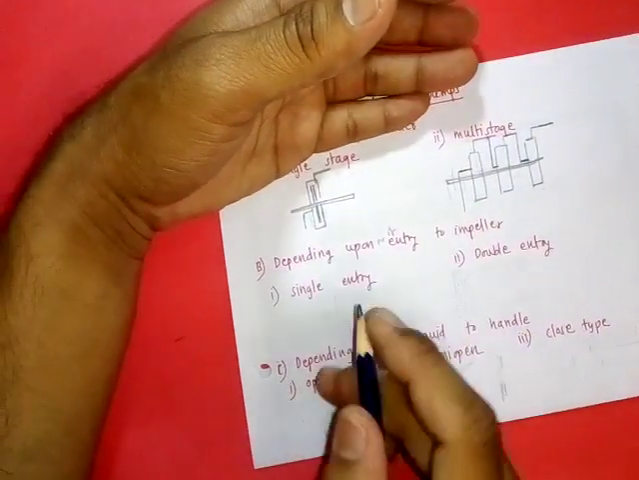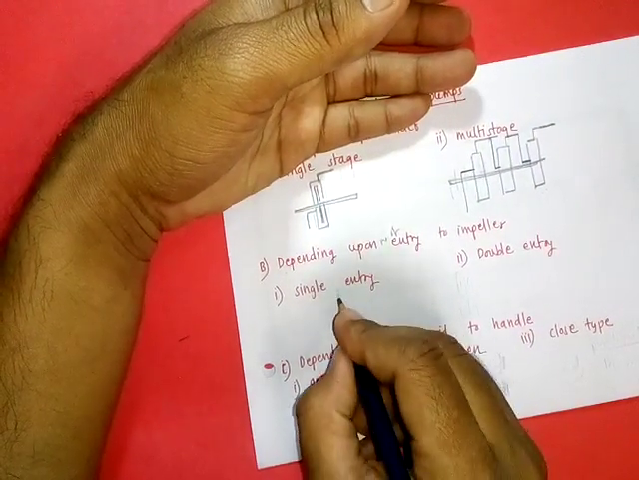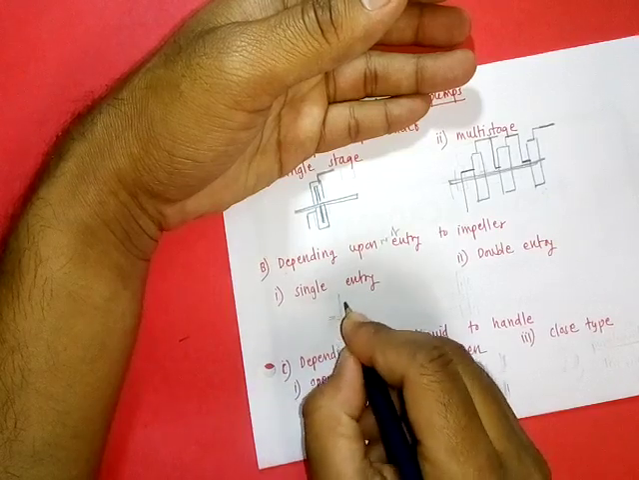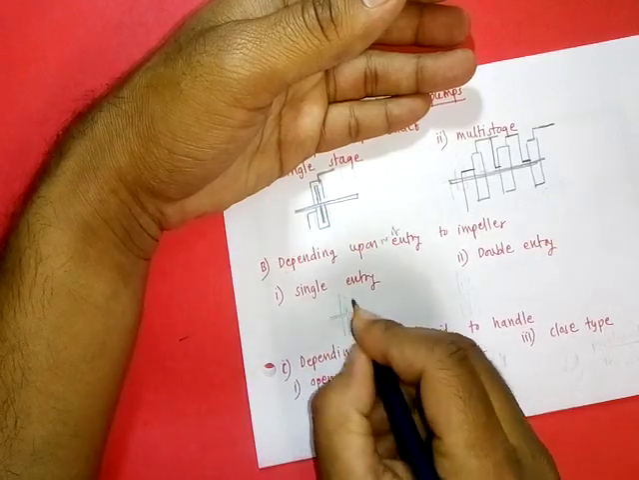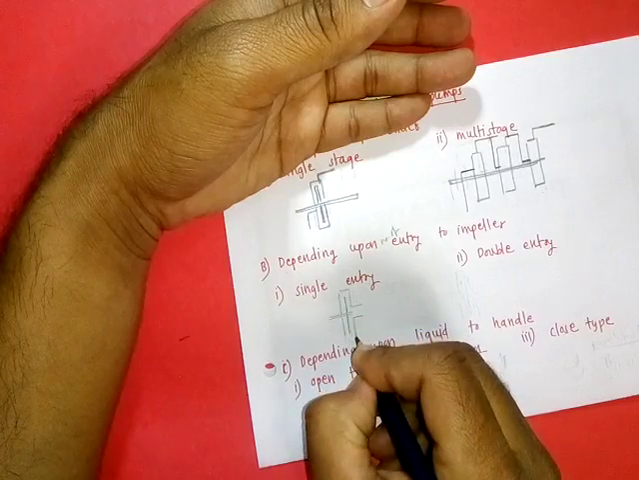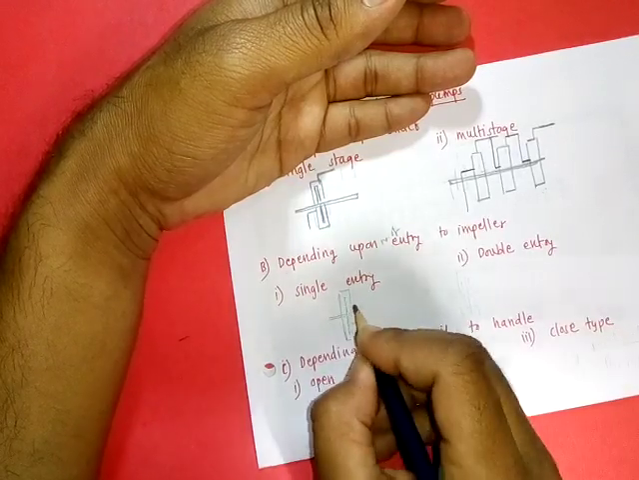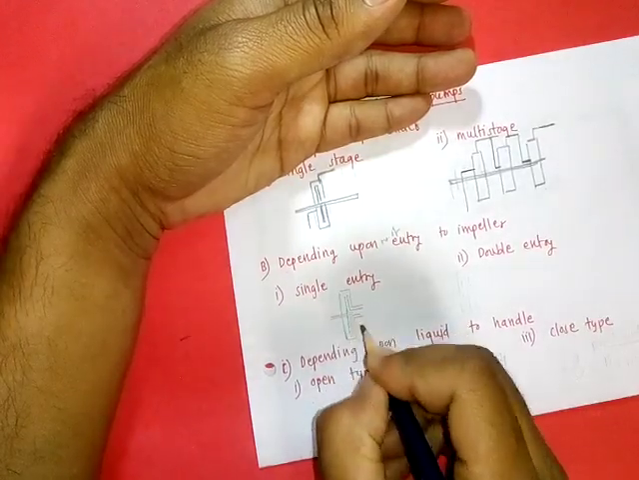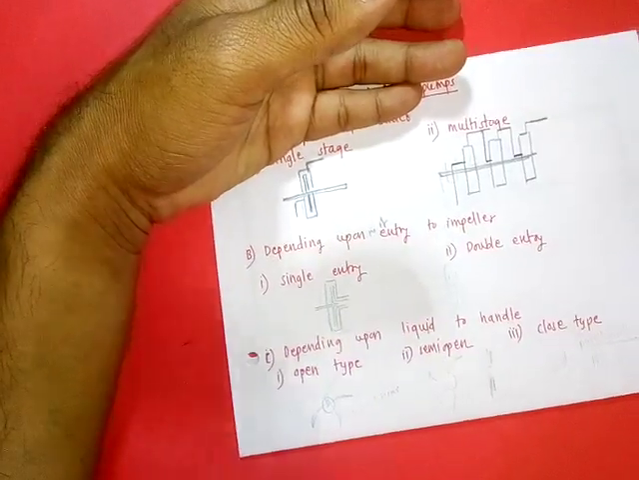Then single entry and double entry pump. Suppose this is an impeller. If water is allowed to enter from only one direction and moves radially, then this type of pump is called a single entry pump.